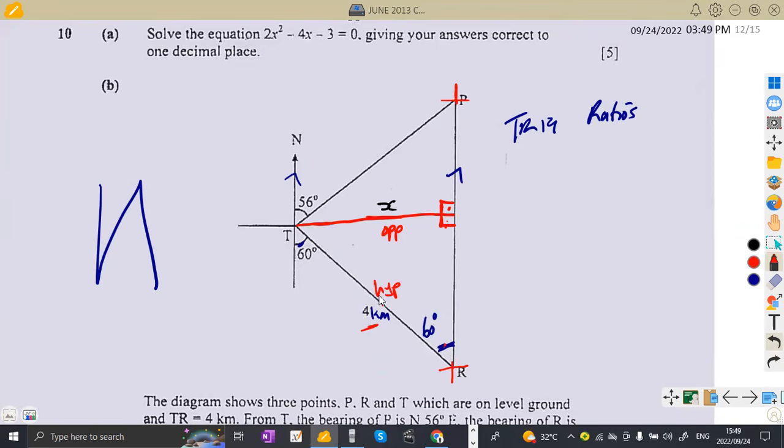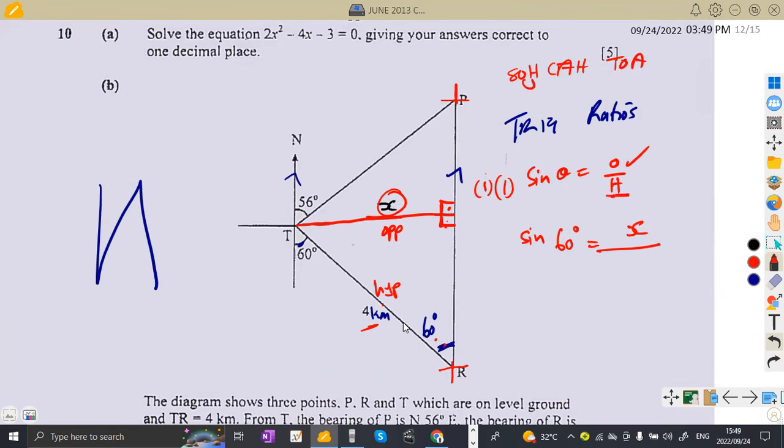Which ratio uses opposite and hypotenuse at the same time? That is the question now. That is sine, from your SOH CAH TOA. Sine is opposite over hypotenuse. So sine theta is equivalent to opposite over hypotenuse, which means sine of the angle that I'm given, 60 degrees, is equal to the opposite, which is the shortest distance that we want to calculate, over the hypotenuse, which is the 4 kilometers. So to find X, I'm just going to simply cross multiply.